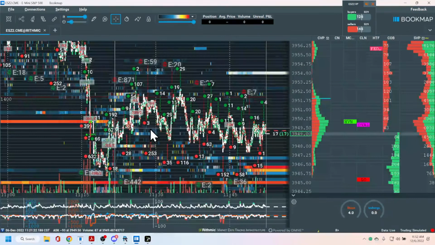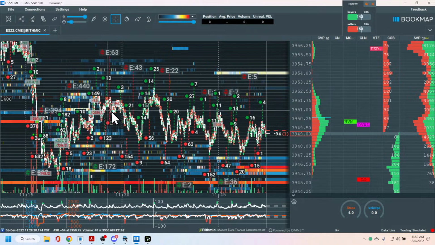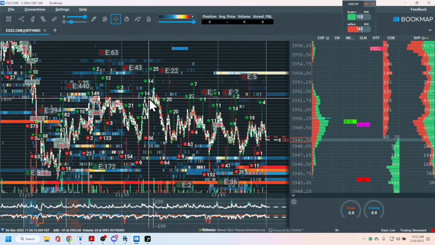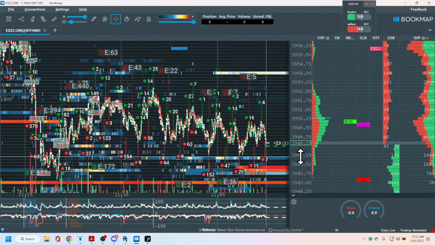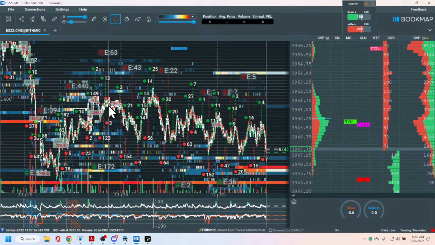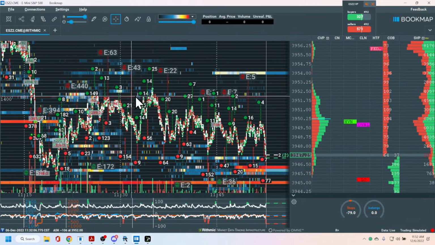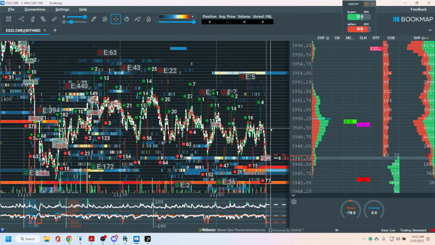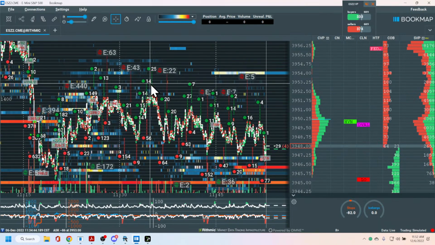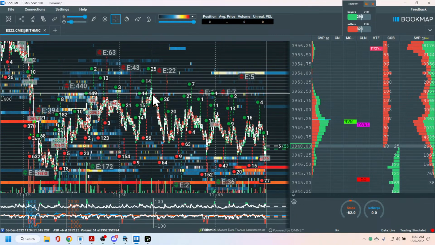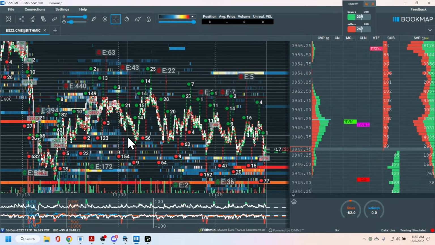Now let me take you into the microstructure. If this is the high volume in here, this is the high volume in here. So this is the same as that. So microstructure, in to the outside. So mean reversion in alignment with the higher trending time frame. Is that logical?